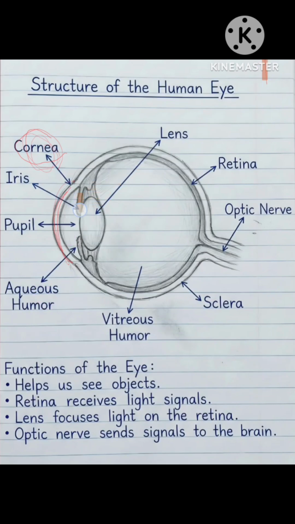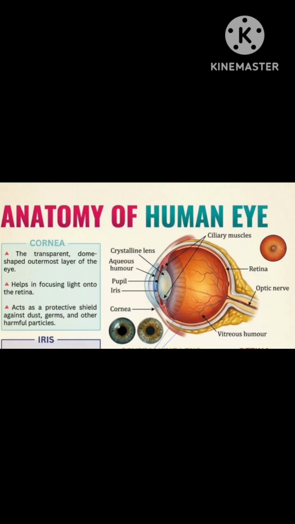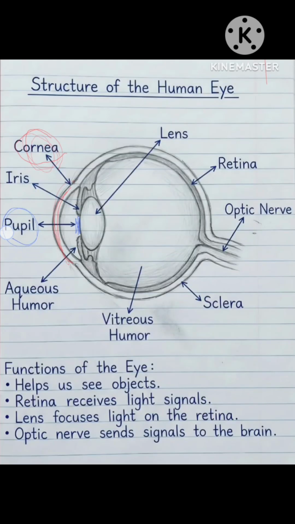Third part is the iris. It is the colored part of the eye. It controls the amount of light entering the eye by changing the size of the pupil. Now what is the pupil? It is the black opening in the center of the iris. It becomes larger in dim light and smaller in bright light.